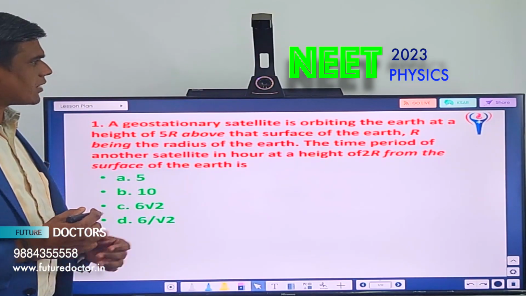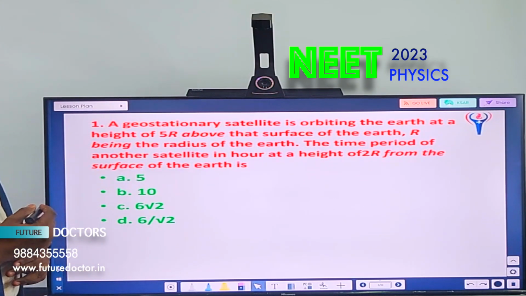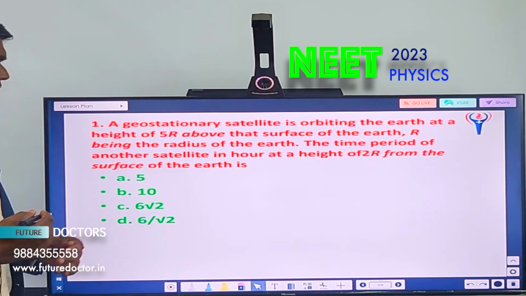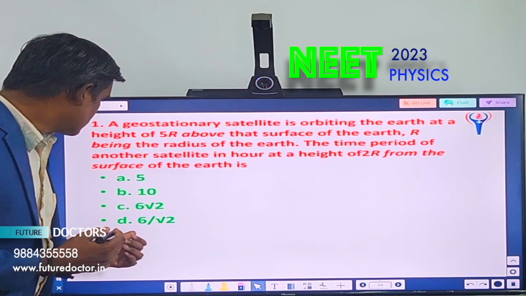A geostationary satellite is orbiting the Earth at a height of 5R above the surface of the Earth, R being the radius of the Earth. Time period of another satellite in an orbit at a height of 2R from the surface of the Earth is dash. Option A 5, B option 10, C option 6 root 2, D option 6 root 2.